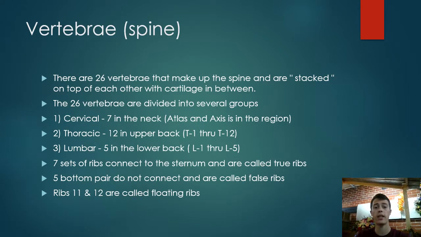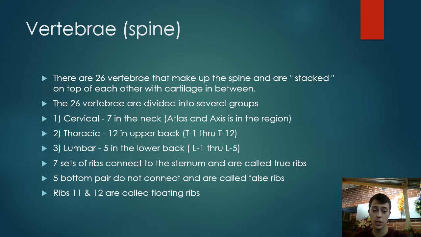Moving along to the vertebrae and the spine, you have 26 vertebrae that make up the spine, and they're stacked, if you will, on top of each other with cartilage in between. Those 26 vertebrae are divided into 3 groups: the cervical section, the thoracic section, and the lumbar section. You have 7 vertebrae in the cervical section. The atlas is C1, and the axis is C2. Those 2 vertebrae connect together, allowing the head to move side to side as it should.